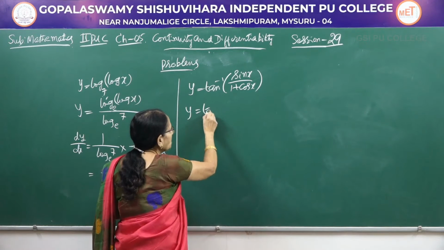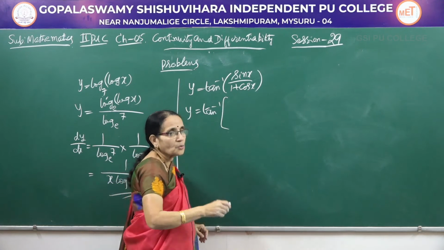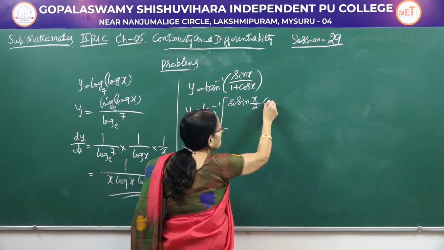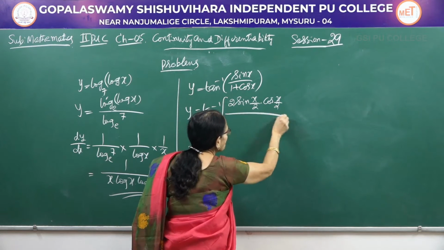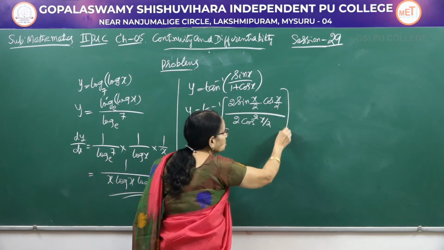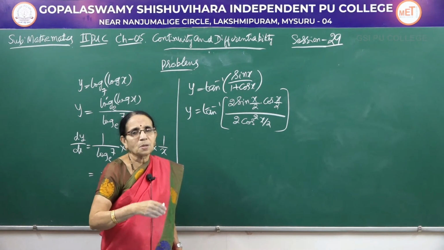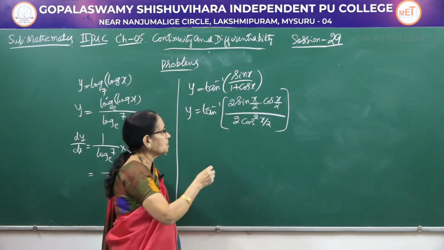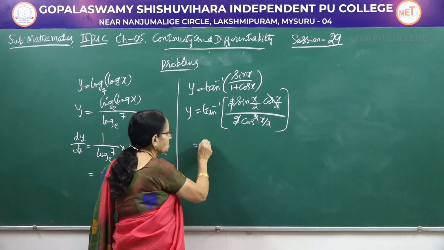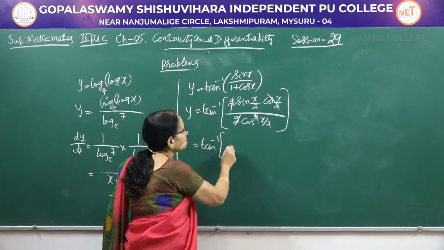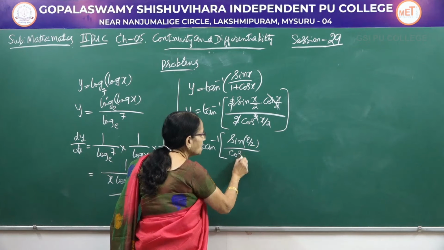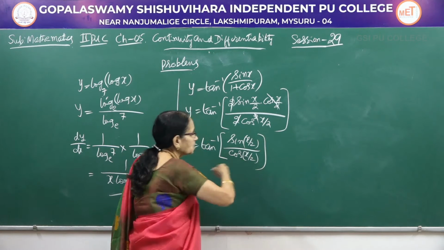Now it is still y only, I am not differentiating. Tan inverse of, use the half angle formula. It is 2 sin x by 2 into cos x by 2, divided by 1 plus cos x, which is 2 cos square x by 2. You have to be familiar with all the formulas: compound angle formula, multiple angle formula, transformation formula, everything. So 2 and 2 get cancelled, one cos x by 2 gets cancelled. What is remaining? Tan inverse of sin x by 2 is remaining, and in the denominator another cos x by 2 is remaining.